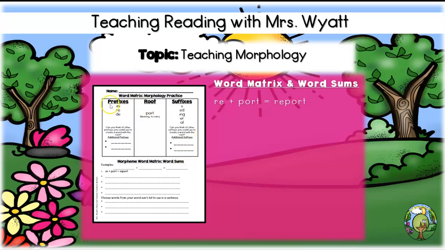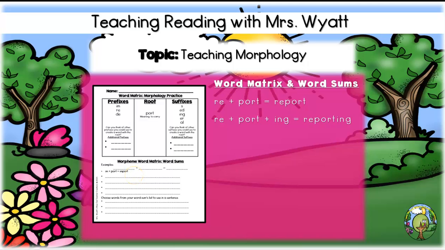To begin with the word matrix, they can use any of these prefixes, the root, and any of the suffixes to determine a real word. So for this one, you had re plus port means report. Or you could even go one step further. You could have re plus port and then the suffix ing, creating the word reporting. They would record all of these words into their word sums down here below. And then you could model this with them.